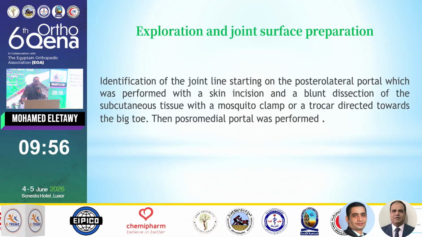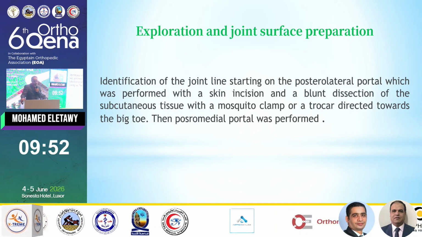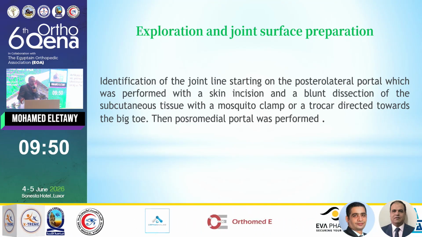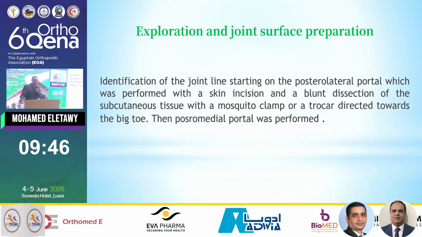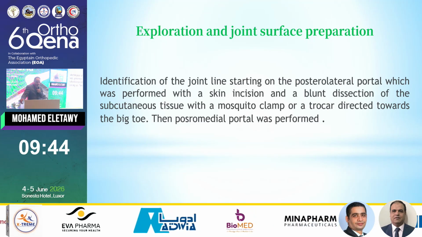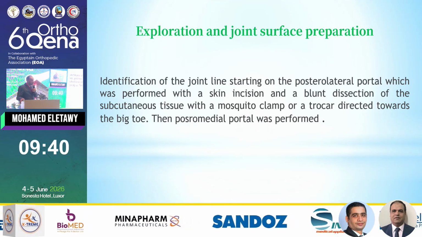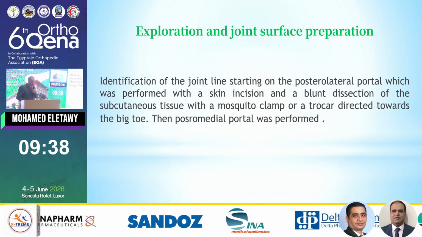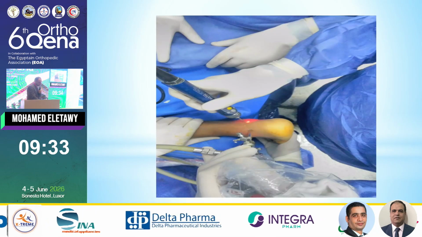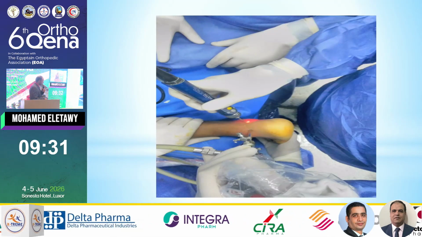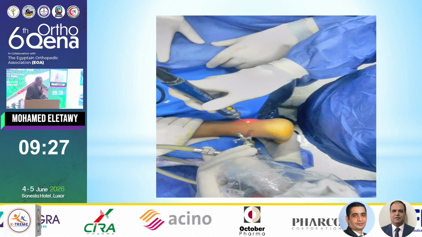Exploration and joint surface preparation. Identification of the joint line starting with the posterolateral portal. The posterolateral portal is the first portal, which is performed with a skin incision and blunt dissection of the subcutaneous tissue with a mosquito clamp or trocar directed towards the big toe. Then the posteromedial portal is performed. This is the posterolateral and this is the posteromedial. This is the shaver. This is the camera.